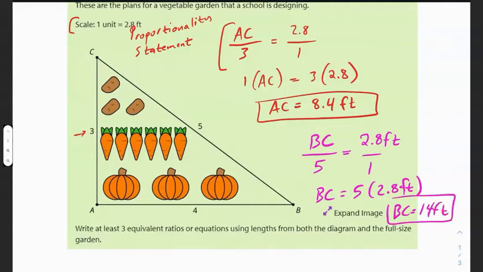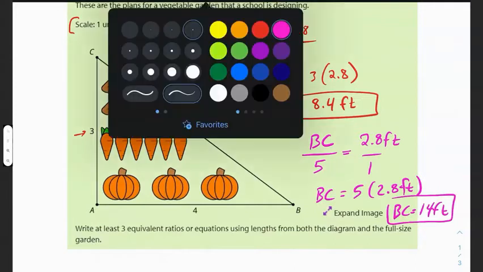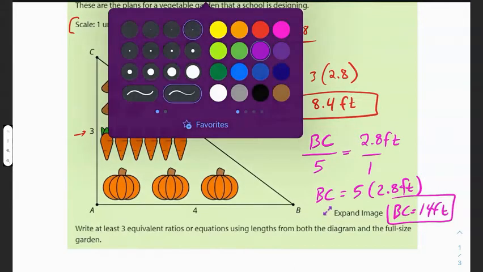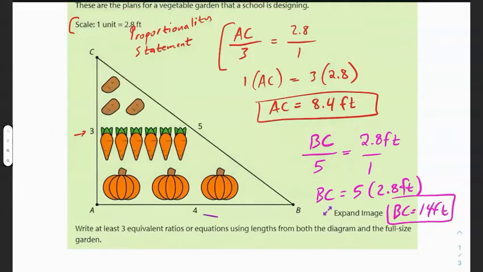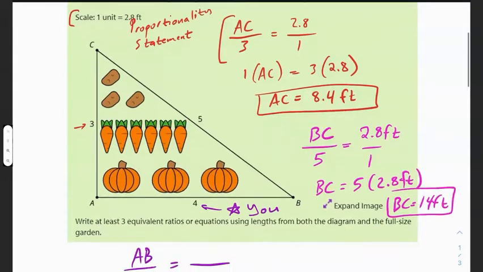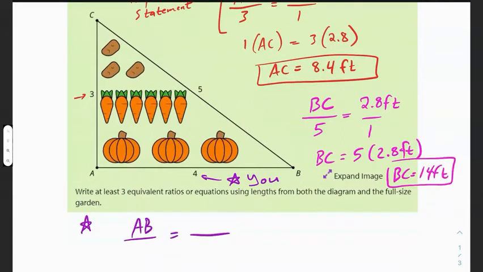The one that I'm not going to do for you, that you have to do on your own, is I want you to find the length for AB in feet. So set up your proportionality statement, and then solve for AB. That's something that you have to do. Okay, let's move on.